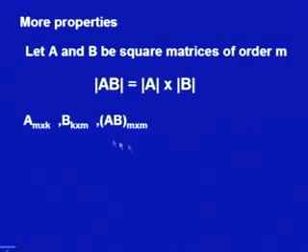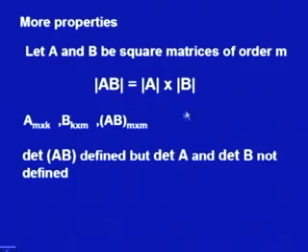So, AB is a square matrix, so its determinant is possible, but if you want to apply this property, then determinant of A is not defined, determinant of B is not defined. So this will not be defined for this set of matrices. This property is true only when A and B are square matrices of the same order, say m. In this case determinant AB is defined, but determinant A and determinant B are not defined, so the property is invalid.